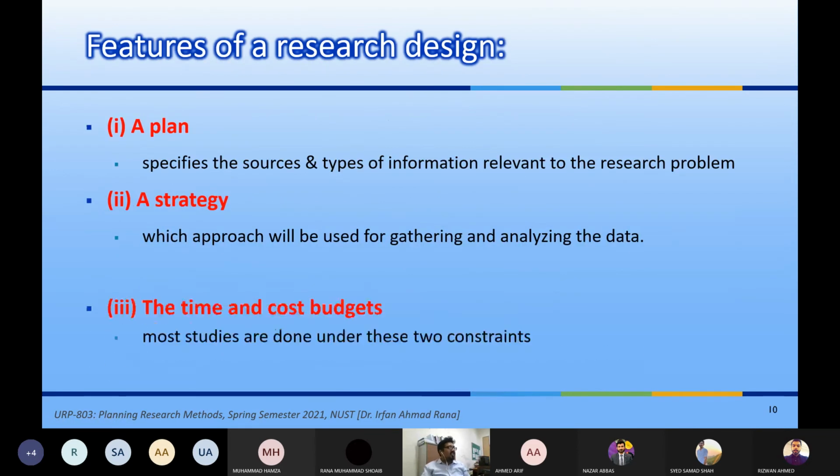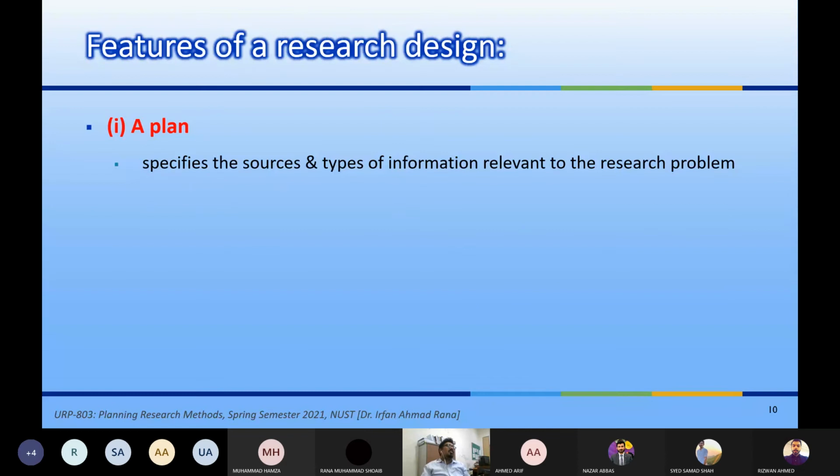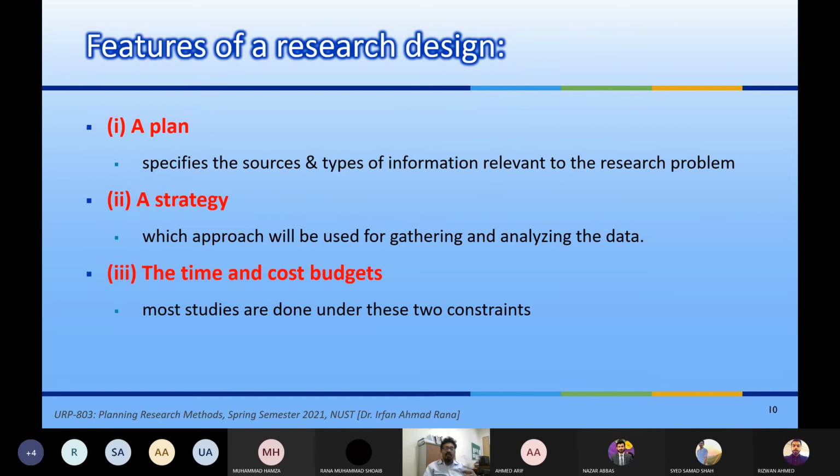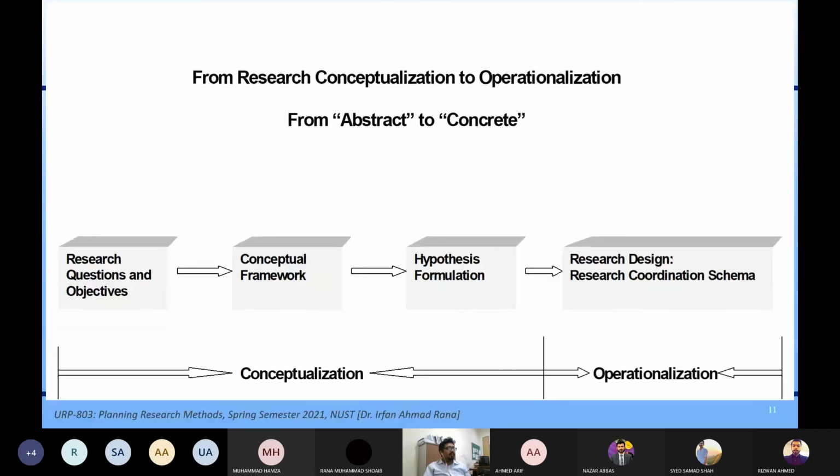A plan, a strategy, okay, a plan. Okay, we need this type of data to resolve this problem. Okay, how we're going to be collecting it and how we're going to be analyzing. So that is a strategy. And lastly, maybe you need to also understand some constraints which you will be facing during the research period. Yeah, so this was what I was talking to you about.